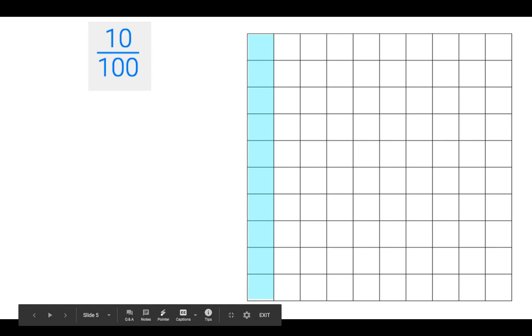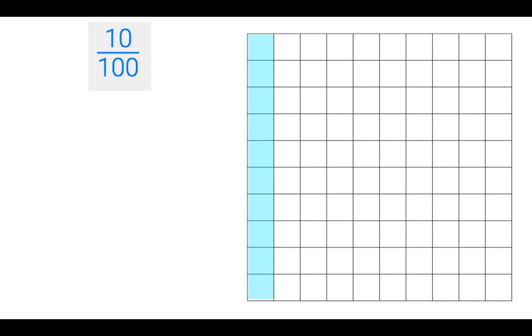This fraction, we could say, is 10/100ths. Our denominator is 100, so that means our whole is broken up into 100 equal parts. And we have 10 of those pieces out of the 100 that are shaded. But we can represent this fraction in a different way. We can say this picture represents 1/10, and this is what I mean by that.